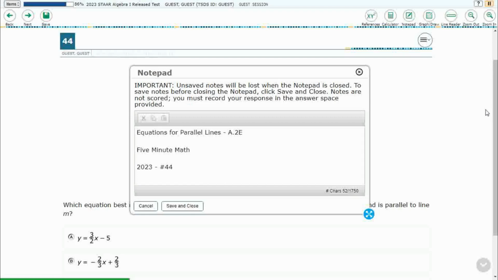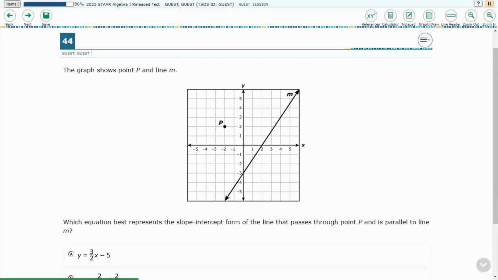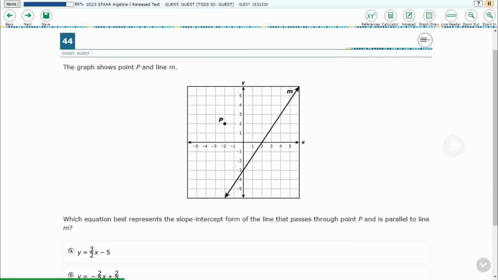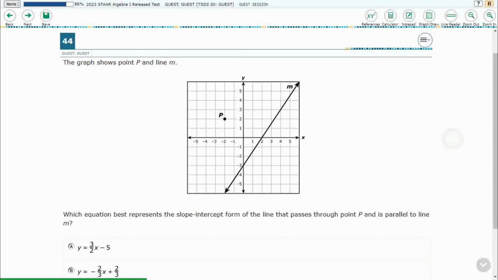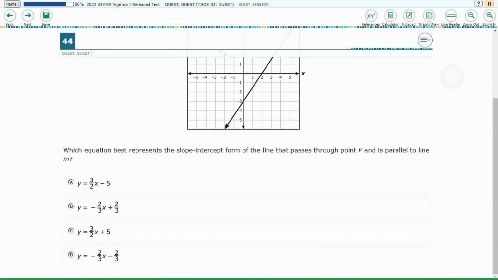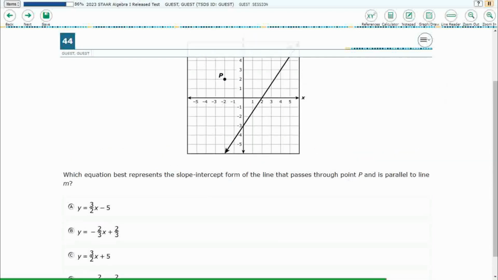Today we are looking at the Algebra 1 concept of equations for parallel lines. This is standard A.2E in the great state of Texas, and we are using item number 44 of the 2023 released STAAR test. If you haven't done so already, please take a moment to pause the video, work this problem out on your own, unpause it, and we will look at our answers together.